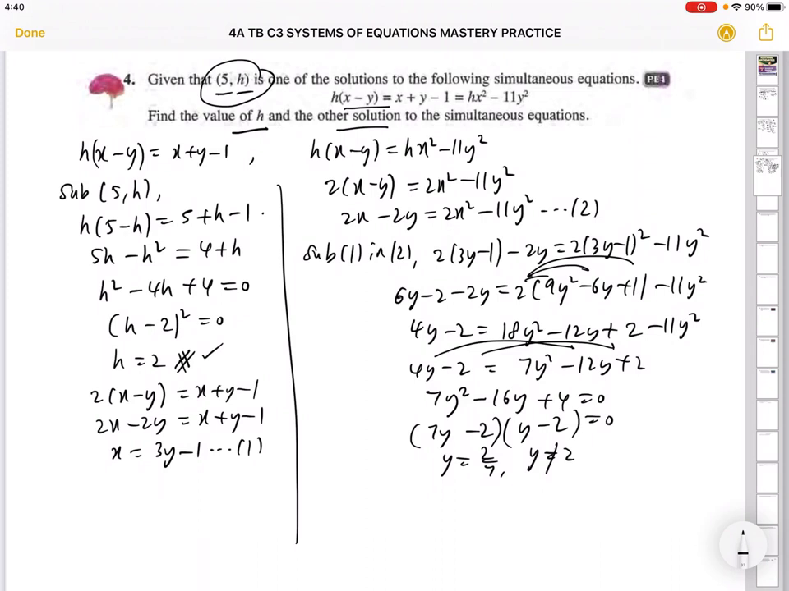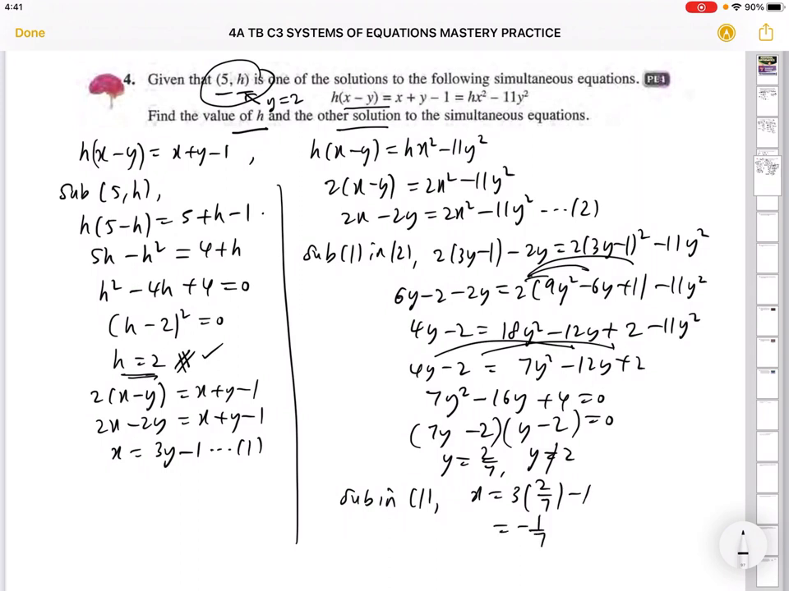I repeat, h equals 2 here. And this is your y. Your y is now 2 because your h is 2. So it's already one of the solutions. So we have to take the second value of y, which is 2 over 7. And you want to take this and sub inside equation number 1 to find your x value. 2 over 7 minus 1, negative 1 over 7.